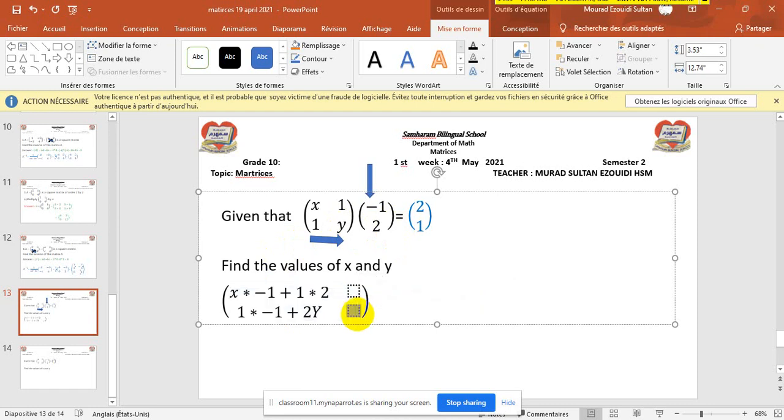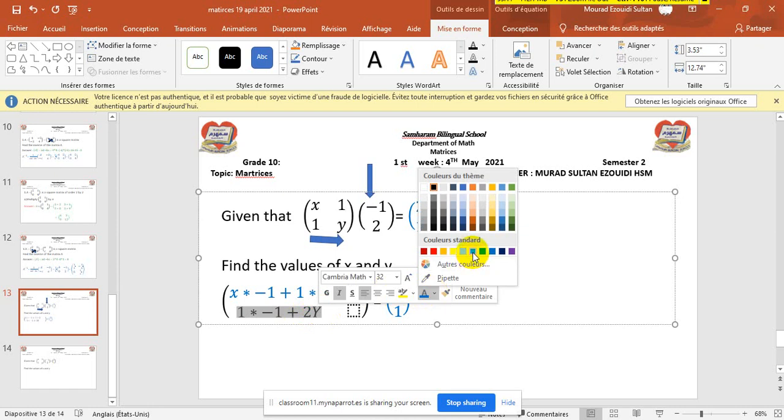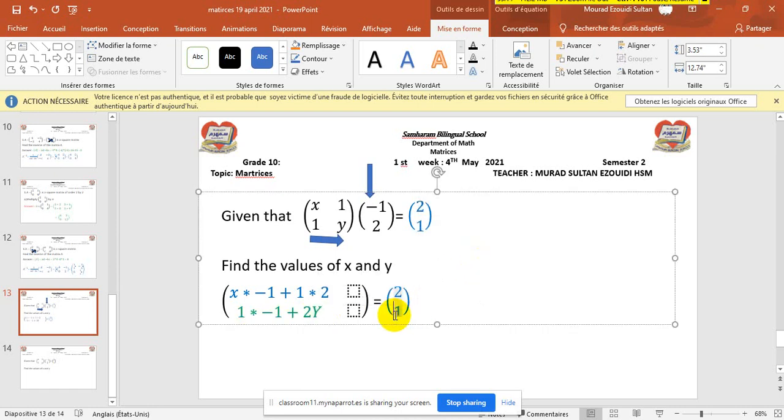So this one should be equal to what? Can you see this? It should be equal to the next matrix. You will try to identify. The value in the first row should be equal to the value in the first row of the second matrix. Then the value in the second row, in terms of y, should be equal to this one. I'll make it green.